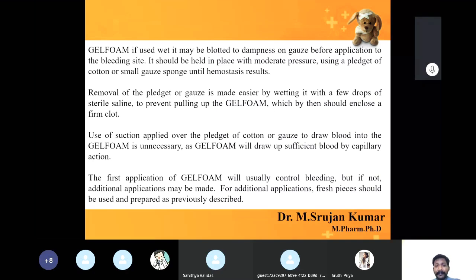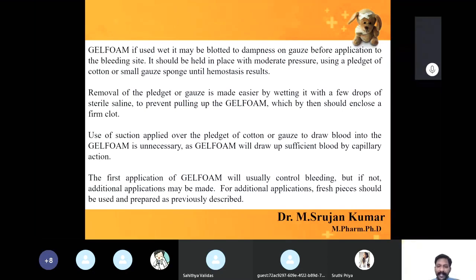Use of suction applied over the pledget of cotton or gauze to draw blood into the gel foam is unnecessary, as gel foam will draw up sufficient blood by capillary action. This is a very important step. In order to absorb the blood from the affected area, you are not allowed to apply any sort of suction over there. The gel foam has the capability to withdraw blood from the affected area through capillary action. Gel foam is always ready to absorb whatever is present inside. When you apply suction behind the gel foam, what will happen? Whatever blood is present, leave aside the clotting factor, it will just be sucked outside. That should not be done.